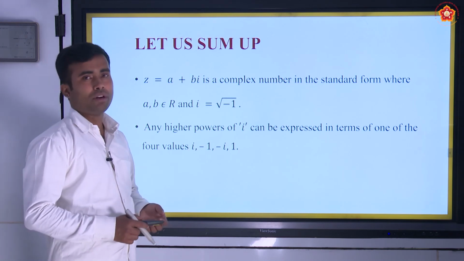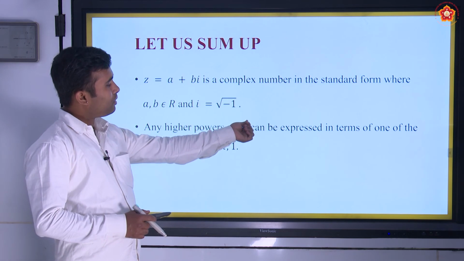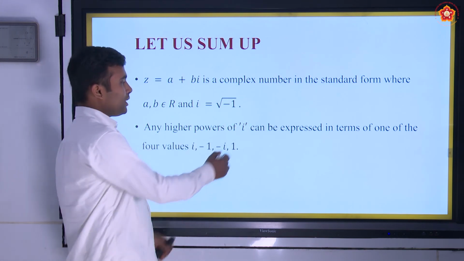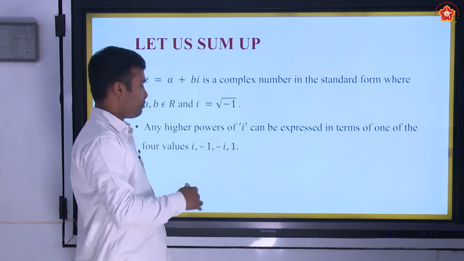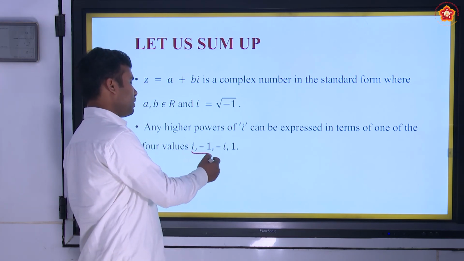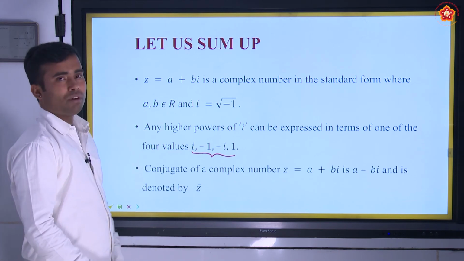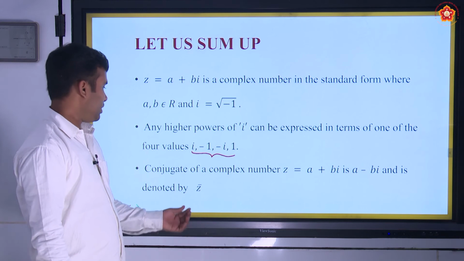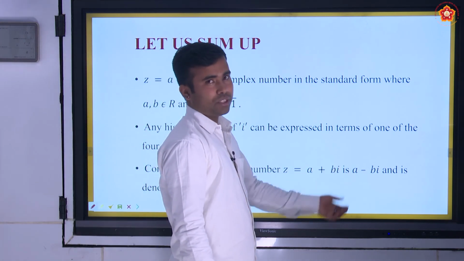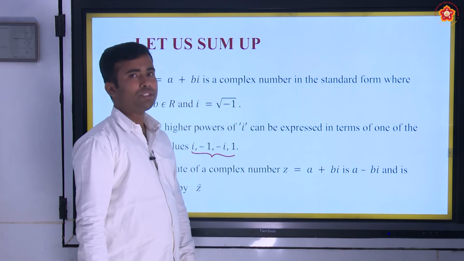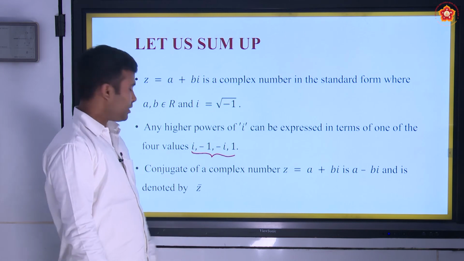You can take any power of i. You can take i to the power 21, anything. You can take negative numbers, and that number will be equal to any of these terms. Now conjugate, how to write conjugate? If you take z is equal to a plus ib, then its conjugate will be a minus bi. You just alternate the sign of the imaginary part, and it will give its conjugate.